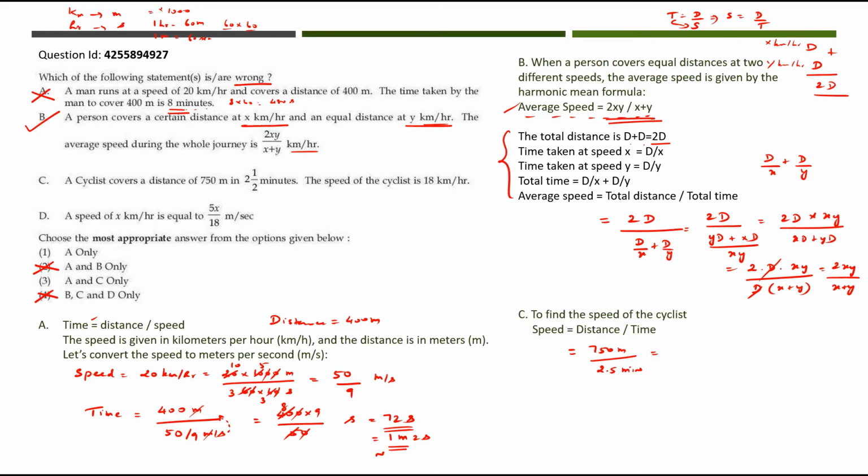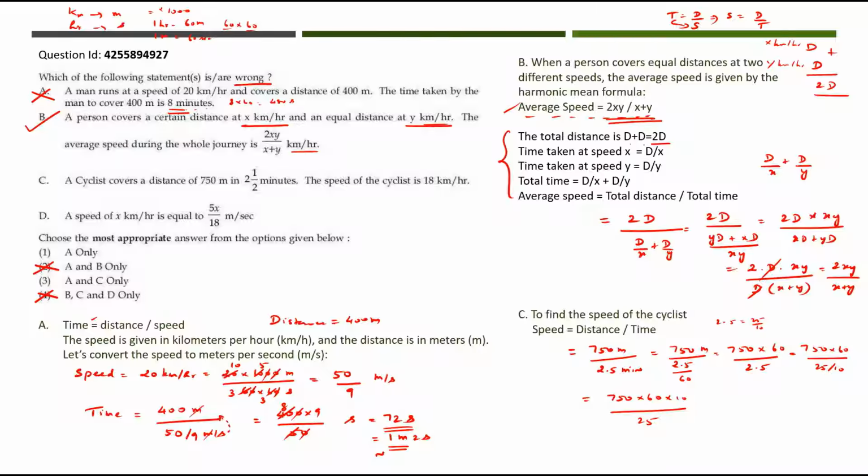Now we have to convert minutes to hours, so we divide by 60. So 750 meter divided by 2.5 divided by 60. Now take this to the numerator: 750 into 60 divided by 2.5. 2.5 can be written as 25 divided by 10, so 750 into 60 divided by 25 divided by 10. Bring 10 to the numerator because it is in the denominator of the denominator: 750 into 60 into 10 divided by 25.